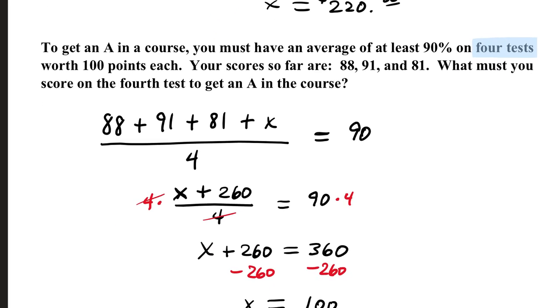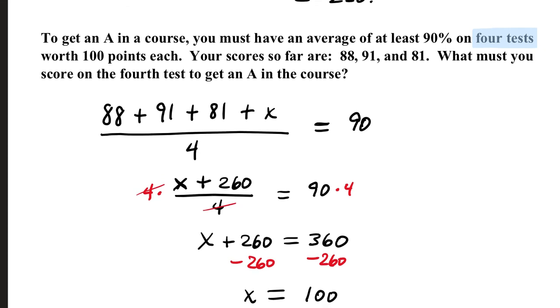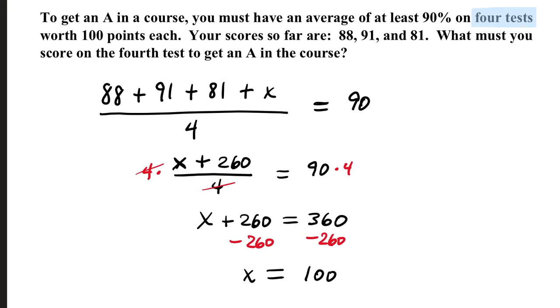To get an A in a course, you must have an average of at least 90% on 4 tests, worth 100 points each. Your scores so far are 88, 91, and 81. What must you score on the 4th test to get an A in the course? Well, when we calculate averages, if every score has an equal weight, we add them up, divide by how many there are. So we have 88 plus 91 plus 81. Those are the 3 test scores we already have. We've got to figure out what the 4th test score is so that when we add them all up and divide by 4, we have at least a 90%.